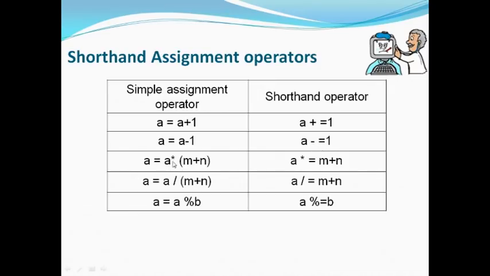a equal to a star m plus n can be written as a star equal to m plus n. a equal to a slash m plus n can be written as a slash equal to m plus n. a equal to a modulo b can be written as a modulo equal to b, where we call plus equal to, minus equal to, star equal to, slash equal to, modulo equal to shorthand assignment operators.